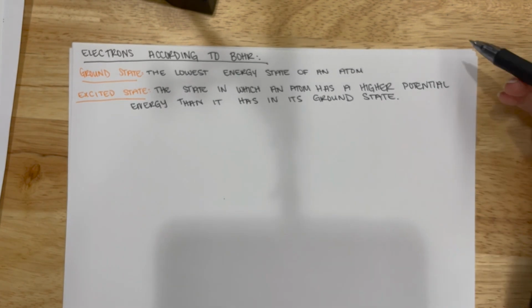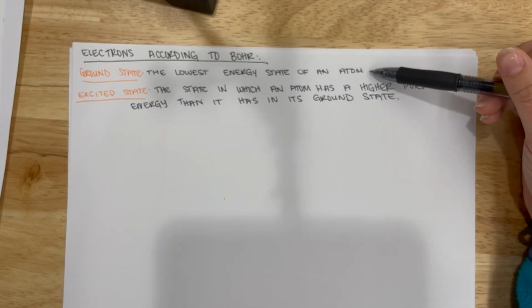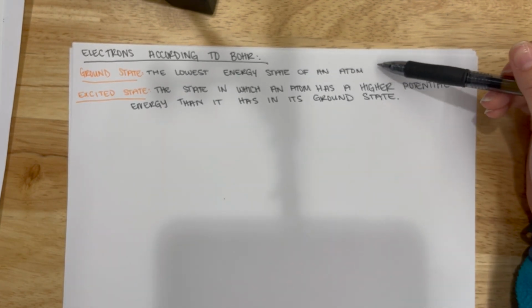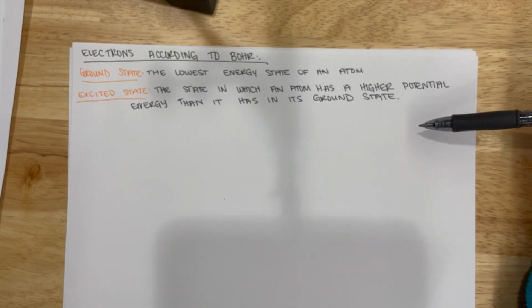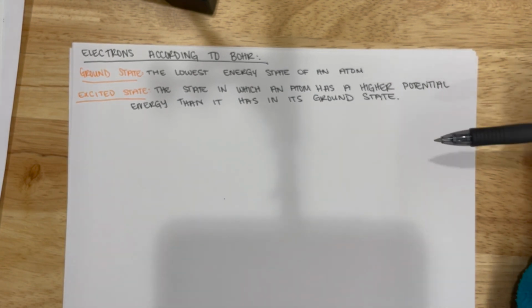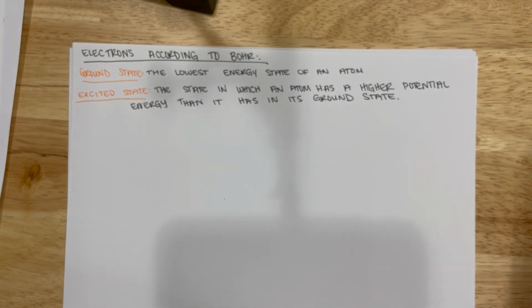Okay, right? So ground state is kind of like the base. It's where it's always at, lowest energy state. And then we can go to an excited state where we have a higher potential energy, right? And it's always just compared to that ground state. So we're going to talk about an experiment that Bohr did to be able to figure this out.